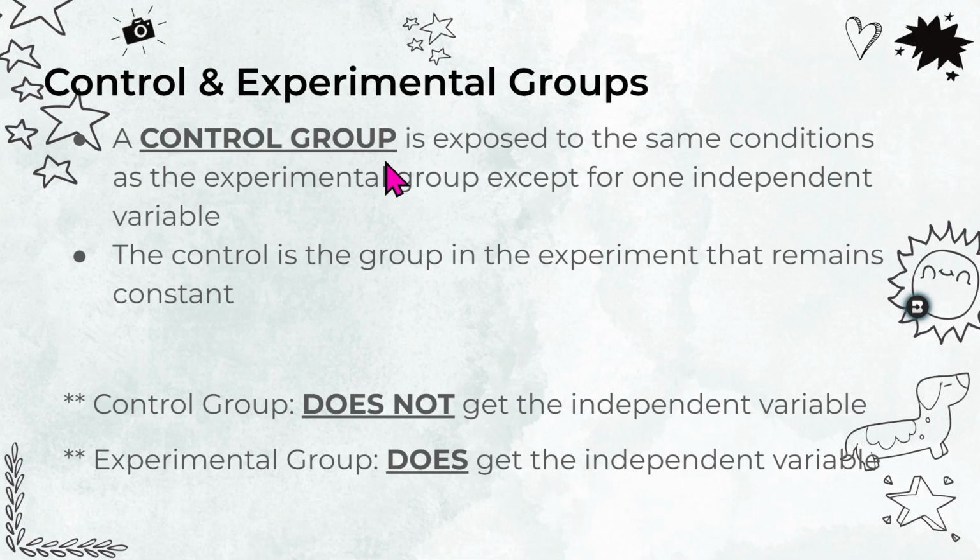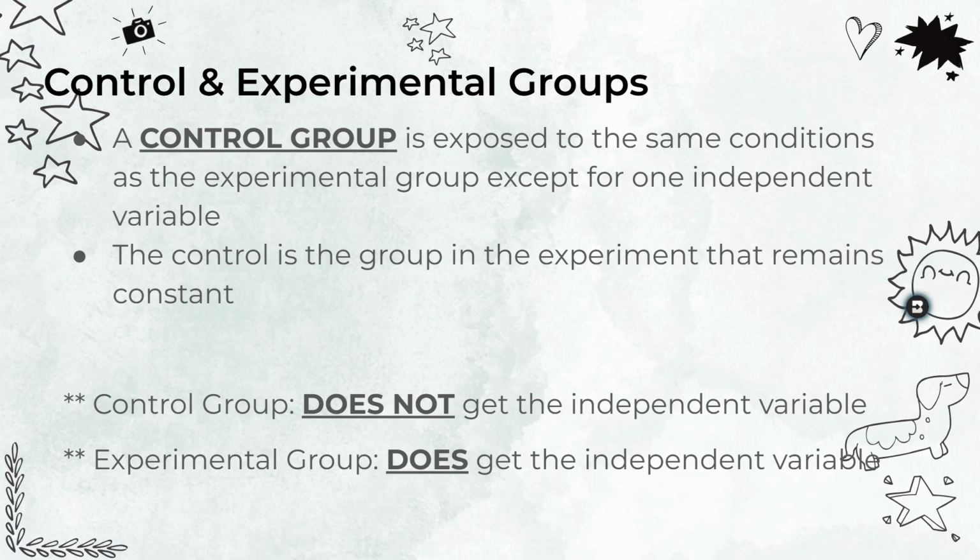All right, the control group is a particular group, a particular part of the experiment that is exposed to the same conditions as the experimental group, except for one independent variable.